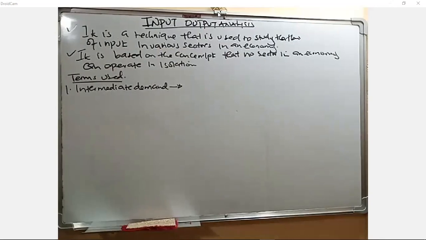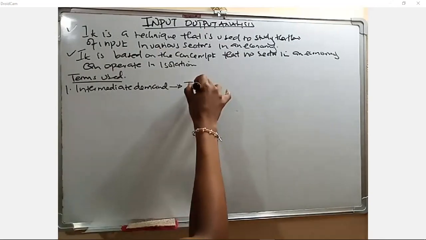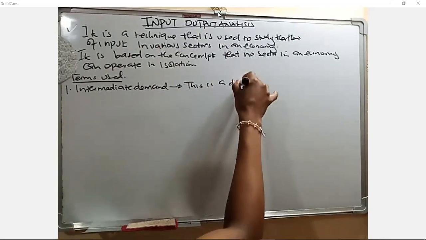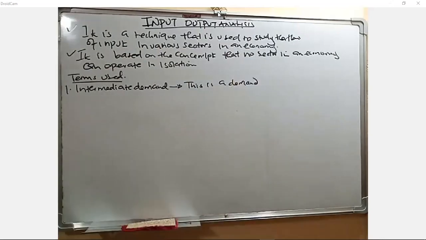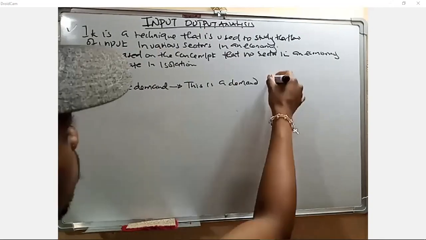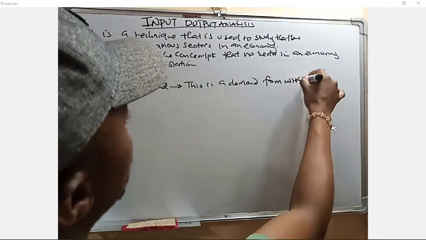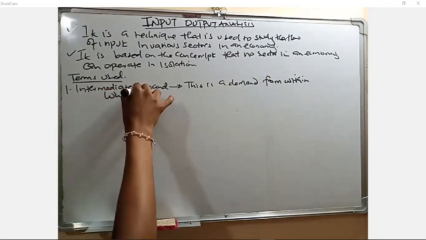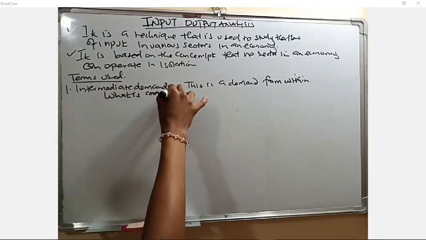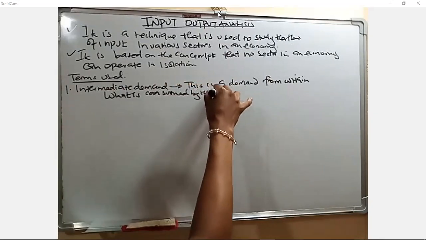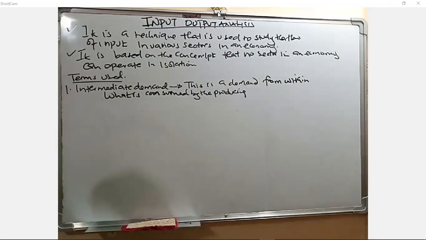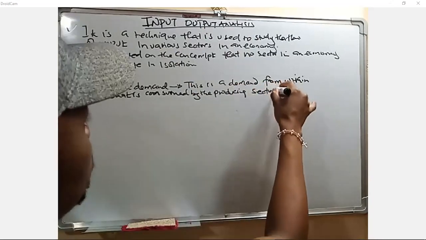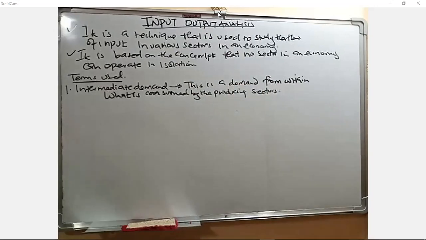And when you look at the intermediate demand, we say this is the demand from within. This is the demand from within: what is consumed by the producing sectors, what is produced by the producing sectors.